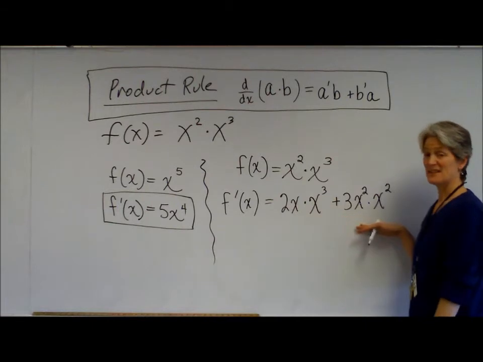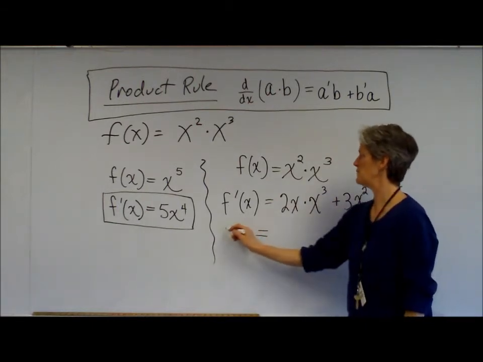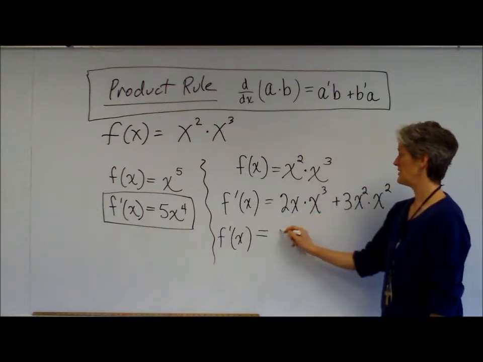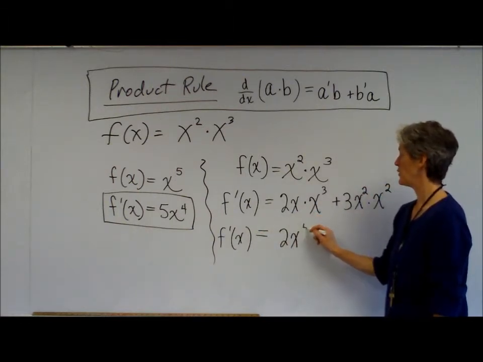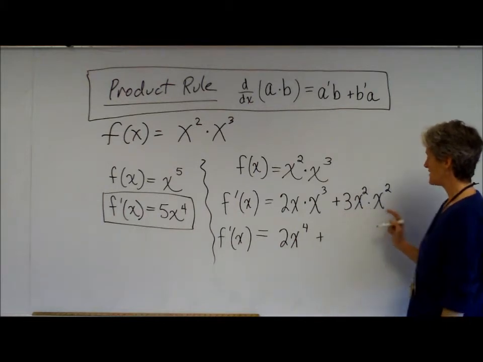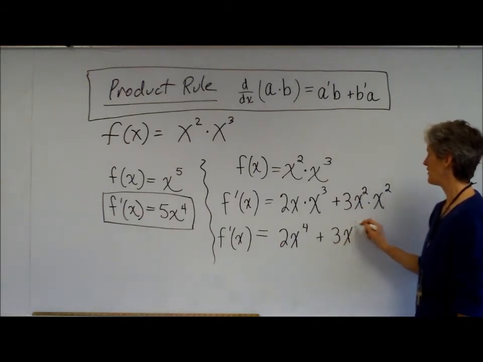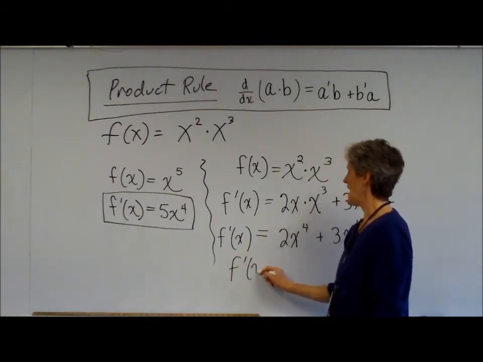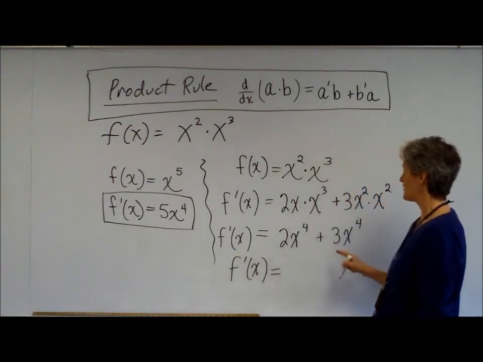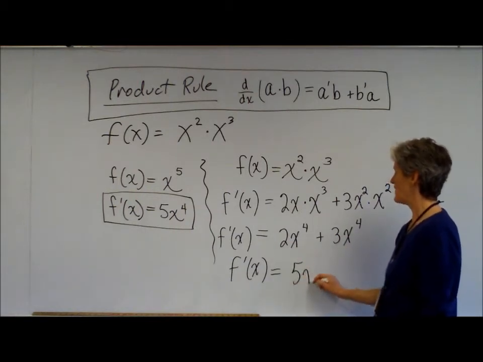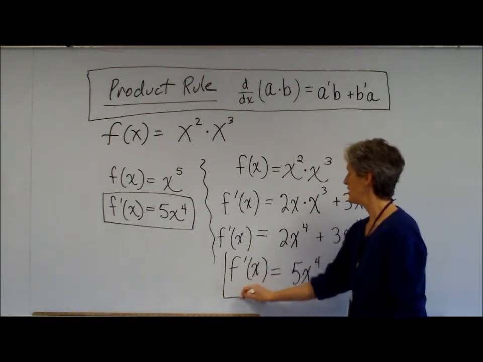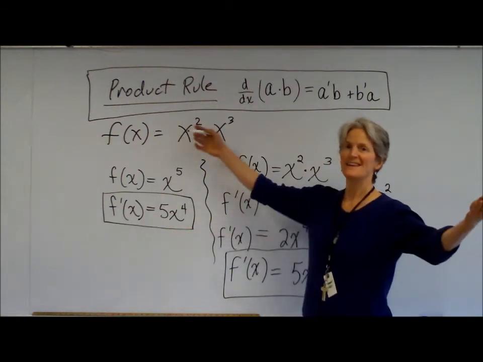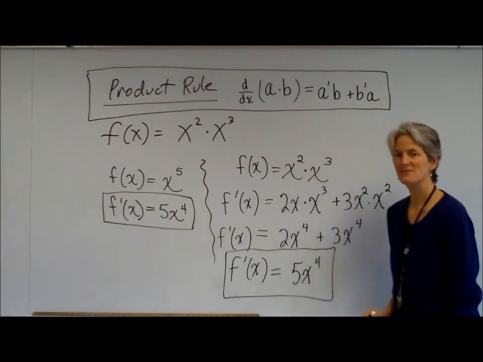Now, of course, I can clean this up a little bit. Let's just go ahead and multiply and simplify. 2x times x cubed is 2x to the fourth. 3x squared times x squared is 3x to the fourth. Those look like like terms to me. So I have 2x to the fourth plus 3x to the fourth, 5x to the fourth. And there is my answer. Is it what I got doing it this way? Yes, it is.